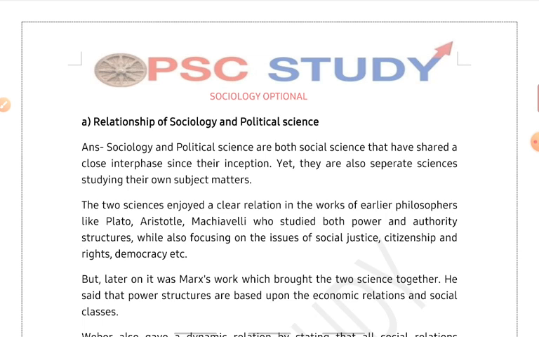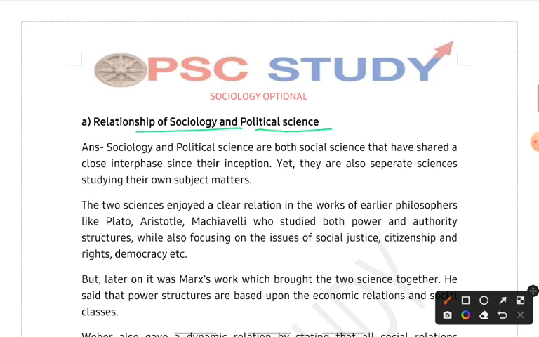So today we are here to discuss the model answer of test 1 that we have recently conducted. So let's see the question. Our first question is the relationship of sociology and political science.